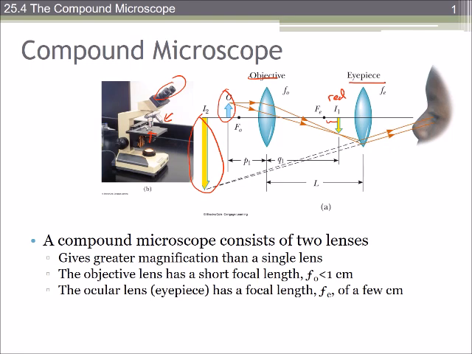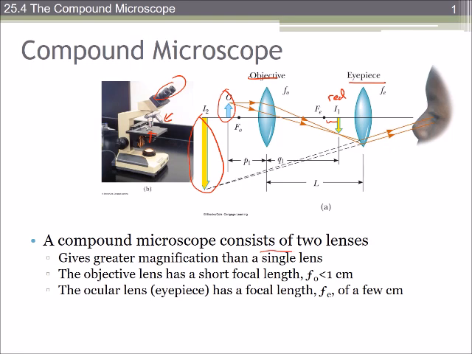And this is why when you look at a microscope, the image is upside down and inverted. If you try to move the thing to the right, it's going to move to the left. If you try to move it up, your image will move down. So you have to kind of get used to things being backwards under a microscope.